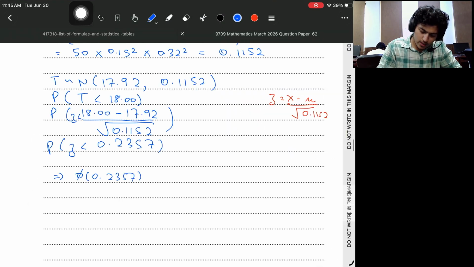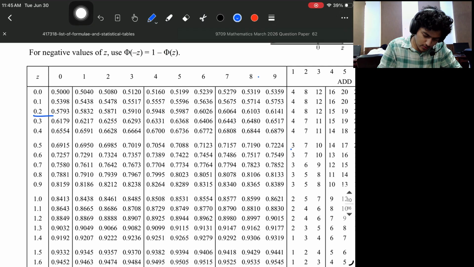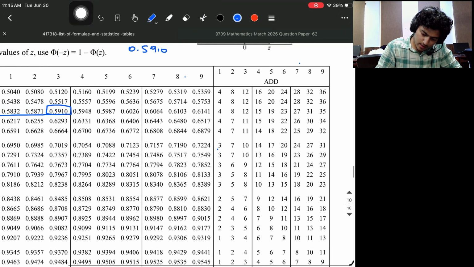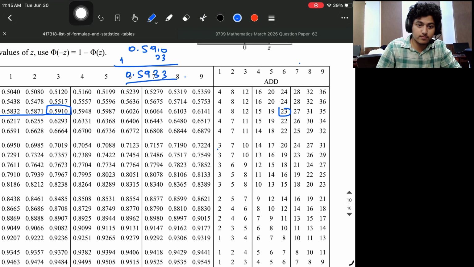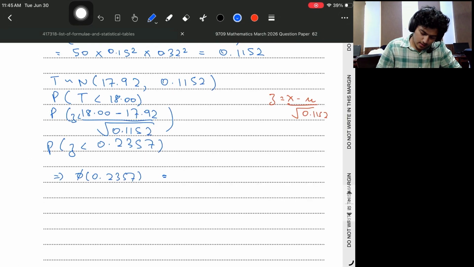So 0. What are the values? 0.2357, 0.2357 means 6, so 0.5910, and at the sixth value we are getting 23, so this would just be 0.5933. All right, and 0.5933 correct to three significant figures would be 0.593, and that is your final answer.